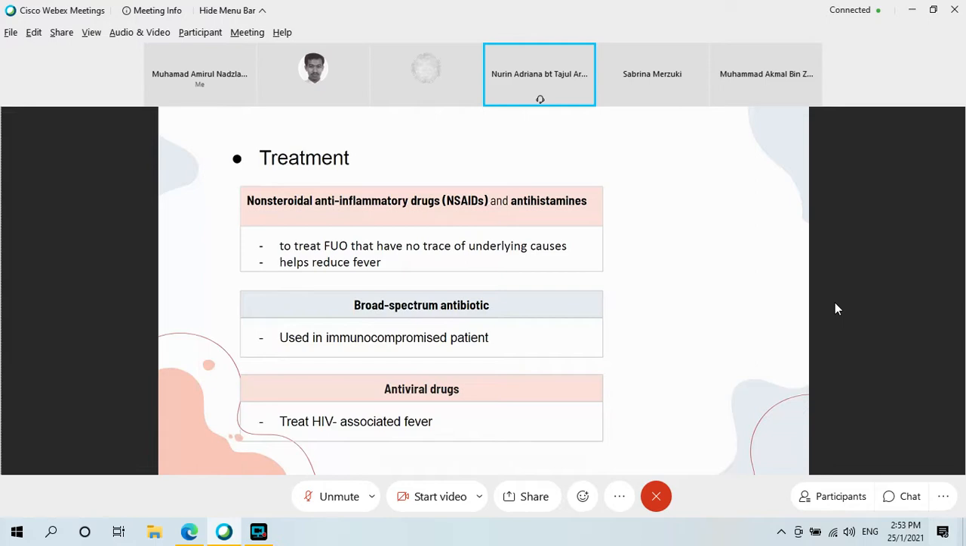And then second is broad-spectrum antibiotic. This is used in immunocompromised patients that are susceptible to opportunistic infection because they have a weakened immune system, so we give broad-spectrum antibiotic. And third is antiviral drugs to treat HIV-associated fever.